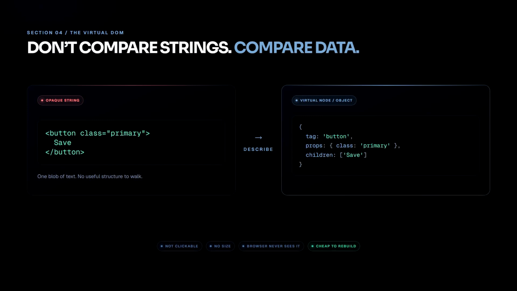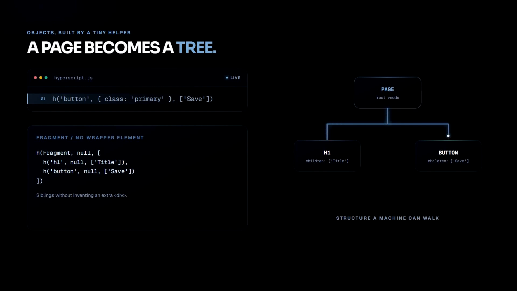So it becomes like this. This is a virtual node. It's not a real button. You can't click it. It has no size. The browser never sees it. It's just a small description: there should be a button here. The tag should be button, the props should be the class primary, and the children should be the text. A whole page becomes a tree of these virtual nodes, which we also call the virtual DOM.